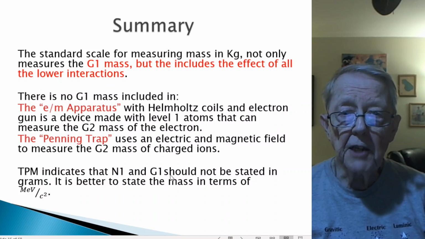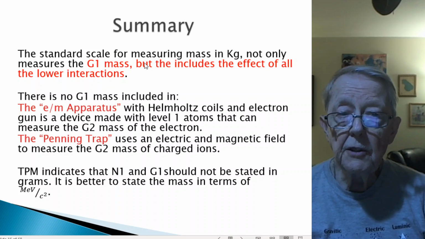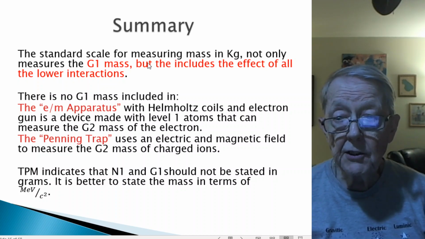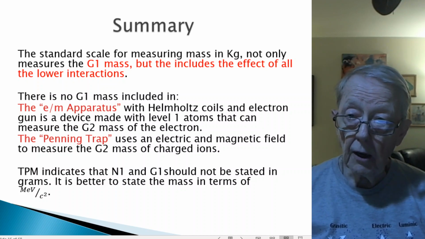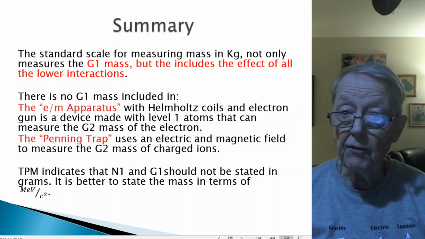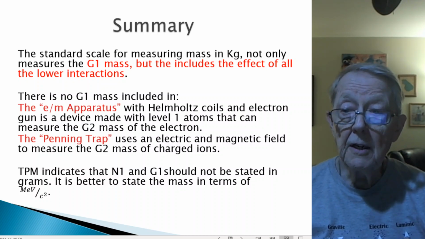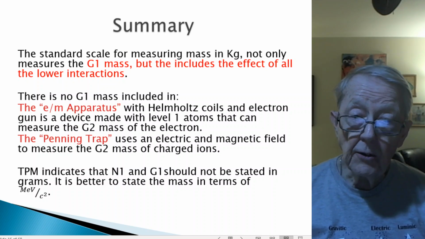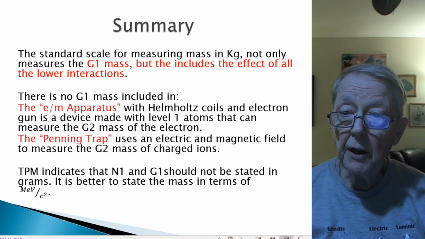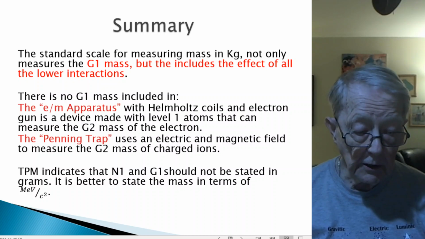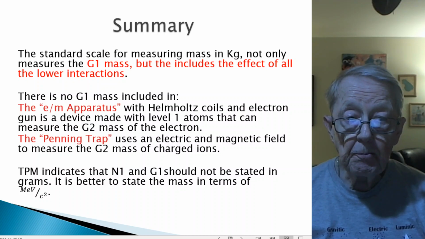Okay, in summary, the standard scale for measuring mass in kilograms not only measures G1 mass, but includes the effect of all lower interactions. I said in the video earlier it included G2. Well, you can't get rid of G3 and G4 if they really exist. They're all there. If it's infinitely down, however you like to think of it, down all the way to infinity, they're all there. When you measure G1 mass, you're measuring the effect of all those interactions, not just G1, but G2 and on down.